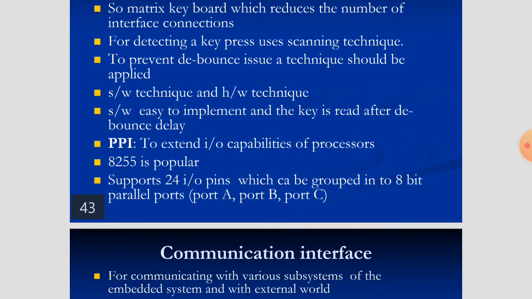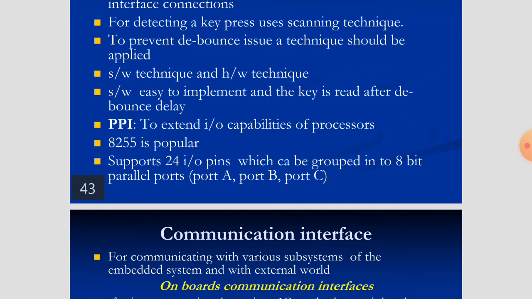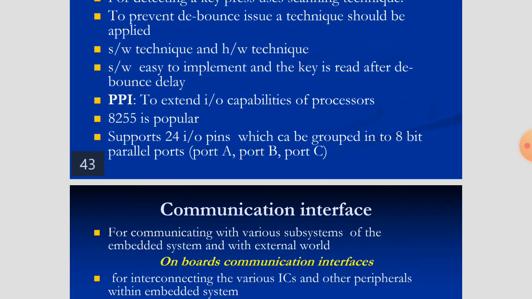They use the scanning technique. Using that technique, they detect which key is pressed or not pressed. By using this technique, a particular row and particular column detect whether the key is pressed or not pressed, and it also prevents debounce issues completely. And there are different techniques, software techniques and hardware techniques, to implement key reads after a debounce delay.